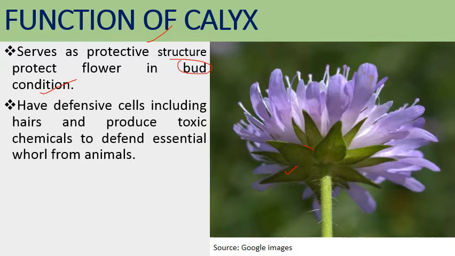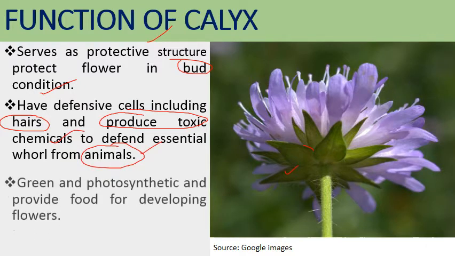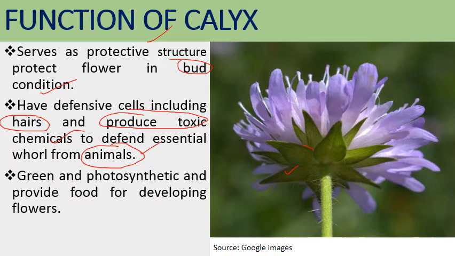They have defensive cells including hairs, और ये produce करते हैं कुछ toxic chemicals जो defend करते हैं essential whorls को animals से. जो animals हैं उनसे protect करते हैं flower के essential parts को. They are also green and photosynthetic and provide food for the developing flowers. So photosynthesis में भी ये help करते हैं.